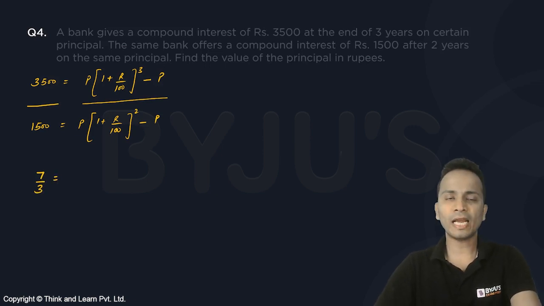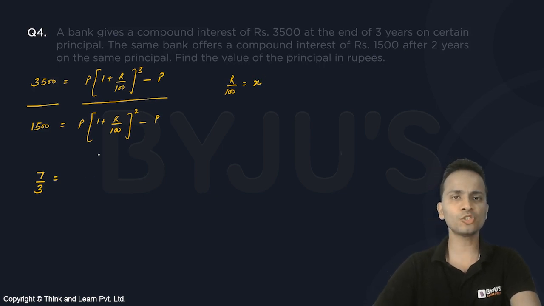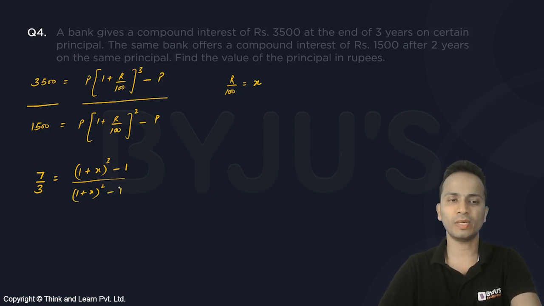All right. On the right hand side, I can cancel out principal. Okay. So P will cancel out. And let's do the substitution. Let's assume that R upon 100 is equal to X. Okay. So after cancelling P, I have 1 plus X whole cube minus 1 divided by 1 plus X whole square minus 1. Okay. Now open the cube and the squares in the numerator and denominator and do the cross multiplication.